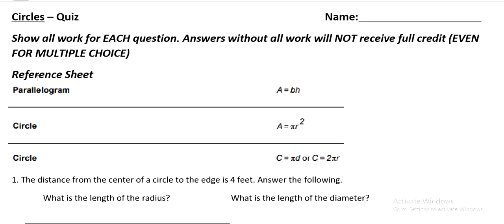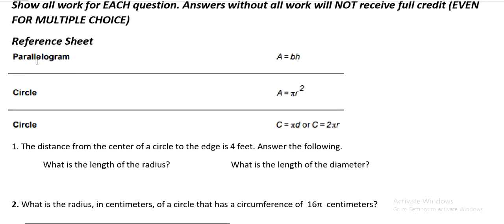First thing that this quiz gives us is a reference sheet. Parallelogram, that is what a rectangle is, well, a rectangle is a parallelogram. We can find the area of a parallelogram by multiplying the base by the height. A circle's area can be found by multiplying pi by the radius squared. And the circumference of a circle can be found by multiplying pi by d, which is the same as doing 2 times the radius times pi.